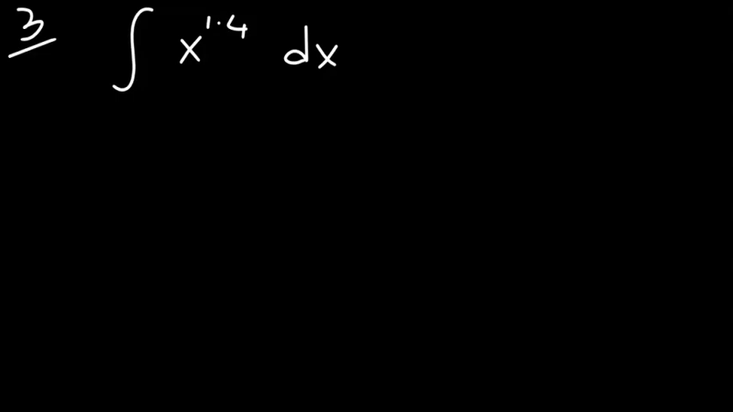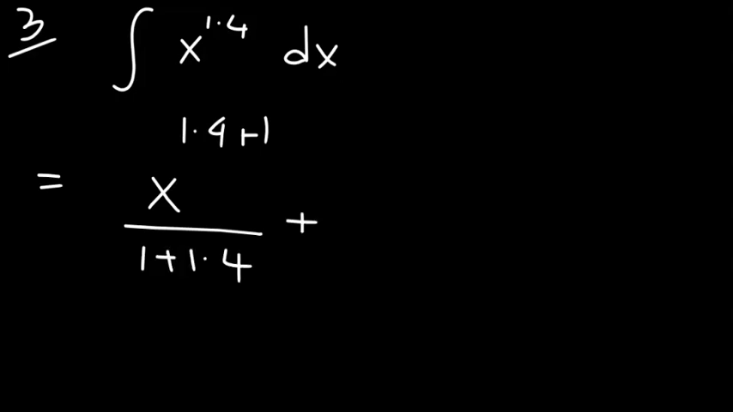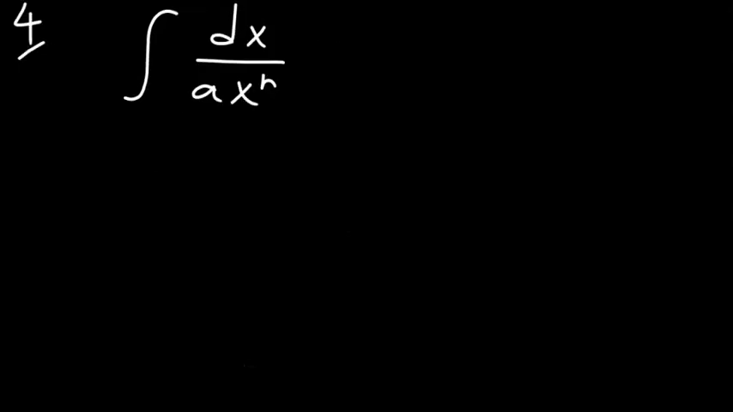The power is 1.4, so raise the power by 1 and divide the result by the power. 1 plus 1.4, and don't forget a constant, so the answer is x to the power 2.4 over 2.4 plus a constant. Let's do this integral.